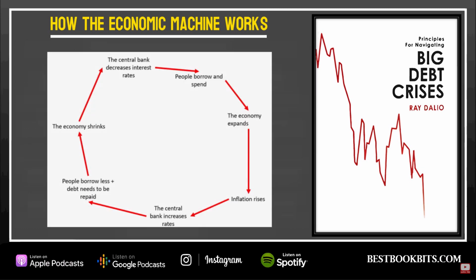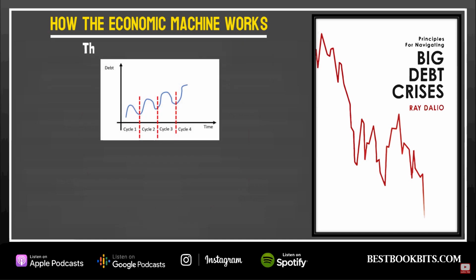Looking at the image, you can see the central bank decreases interest rates, people borrow and spend more, the economy expands. Inflation rises, the central bank increases rates. People borrow less, plus debt needs to be repaid. The economy shrinks, and then the central bank decreases interest rates, and on it goes. The short-term debt cycle. The level of debt as cycles go.